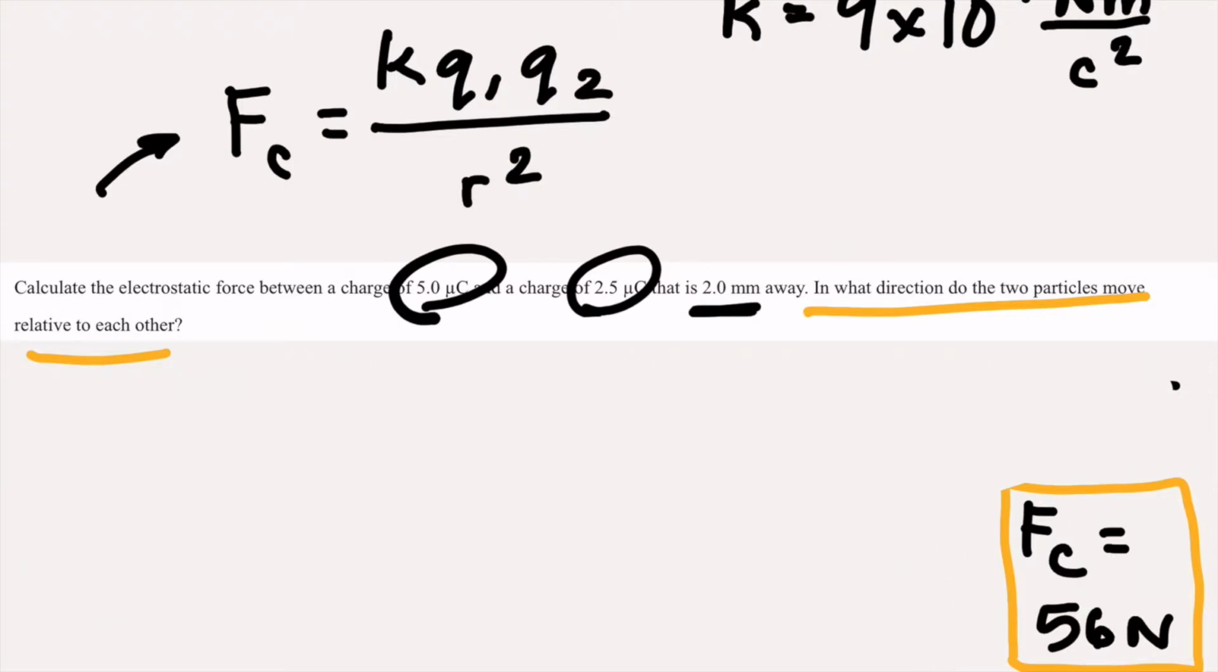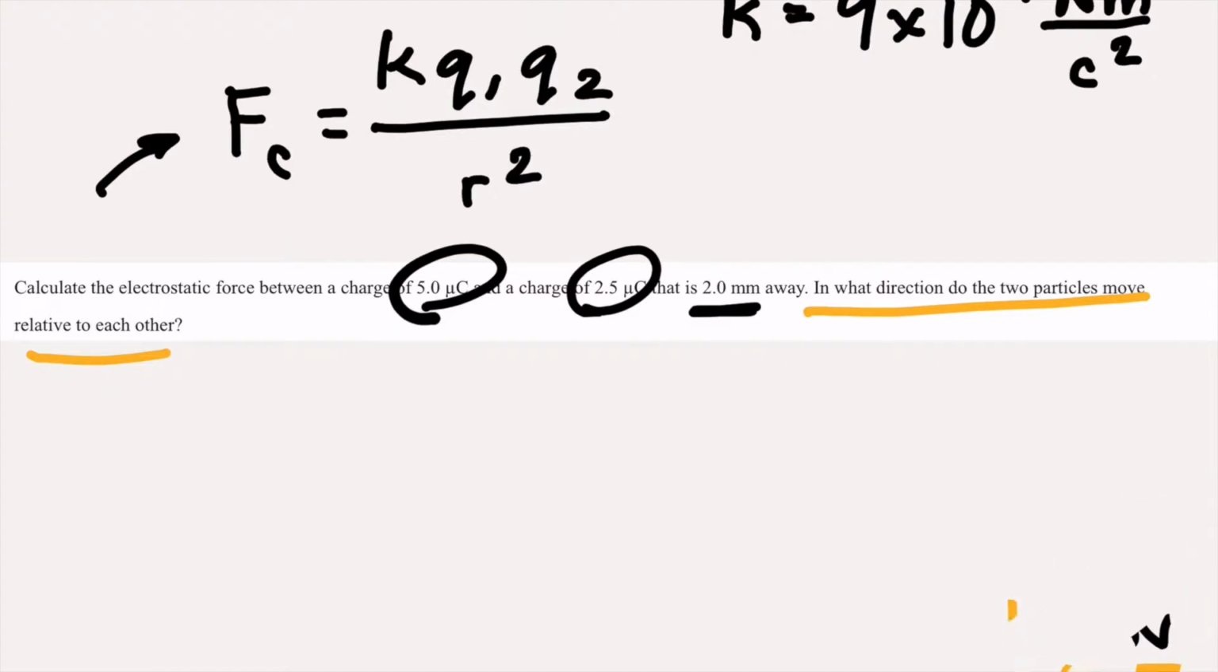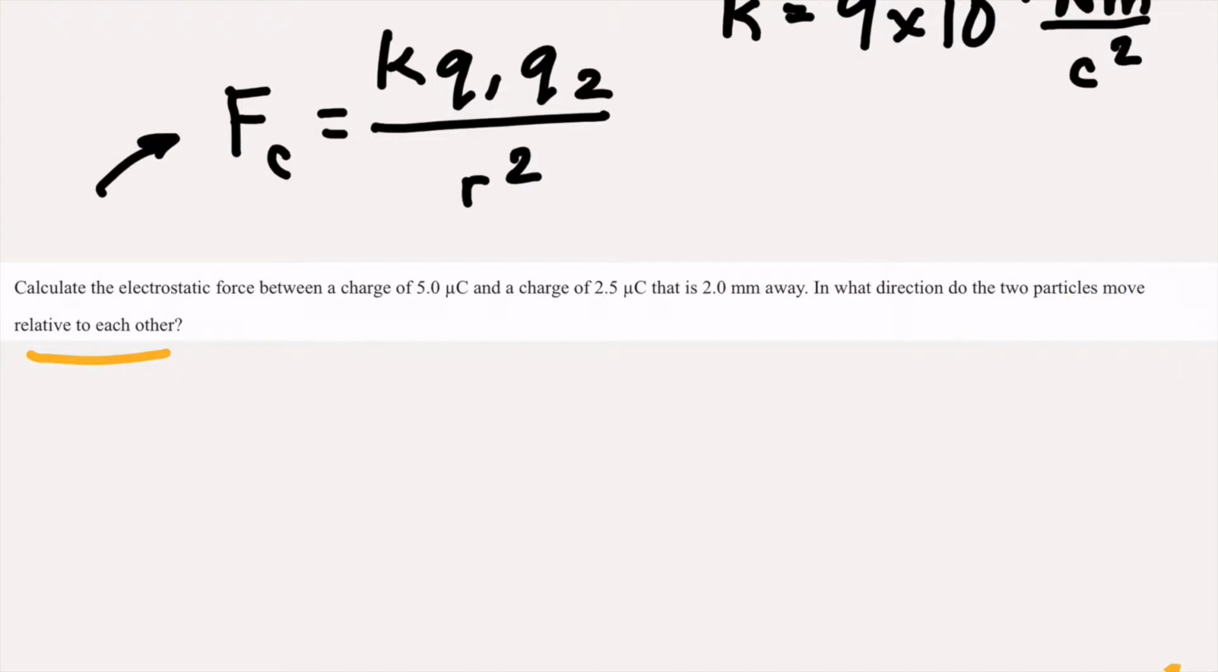I kind of gave it away a little bit when I started talking about attraction, but that wasn't even right. Okay, so the last thing that I want to talk about Coulomb's law, is the impact that distance has on the electrostatic force relative to the charges. Okay, so that's quite a mouthful, and I'll explain what I mean by that.